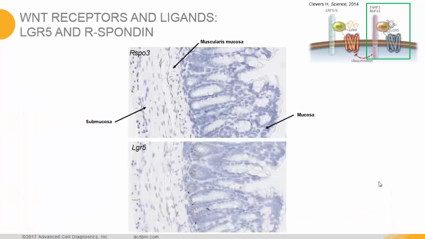This is a higher magnification image of R-spondin3 and LGR5, and interestingly, what we noticed is expression of R-spondin3 is primarily in the submucosa and muscularis mucosa, while LGR5 is primarily in the neighboring mucosa at the base of the crypt.